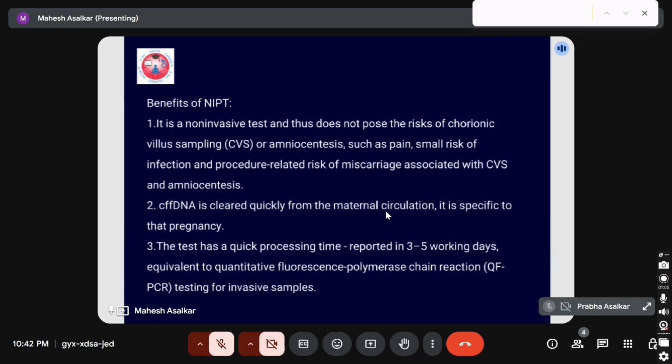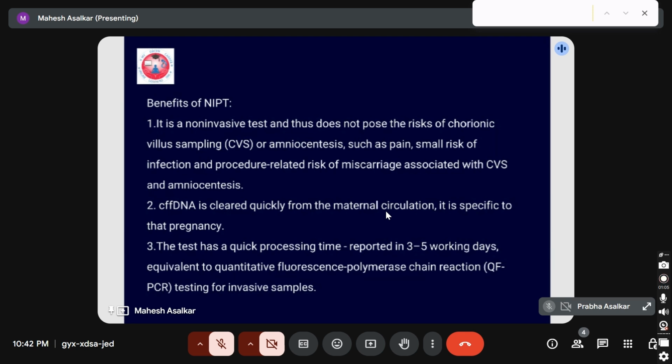Now coming to the benefits of NIPT. It is a non-invasive test, so it does not pose the risks of CVS or amnio, such as pain, small risk of infection, and procedure-related miscarriage. Then cell-free fetal DNA is cleared quickly from maternal circulation, so it is specific to that pregnancy. The test has a quick processing time, reported in 3 to 5 working days, equivalent to QF-PCR, that is quantitative fluorescence polymerase chain reaction testing, for invasive samples.